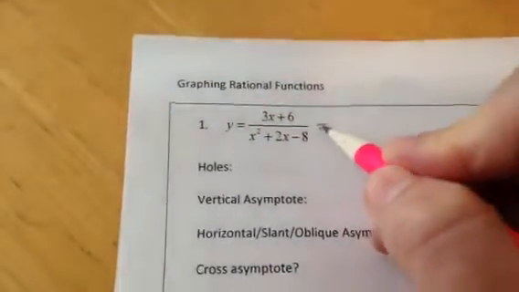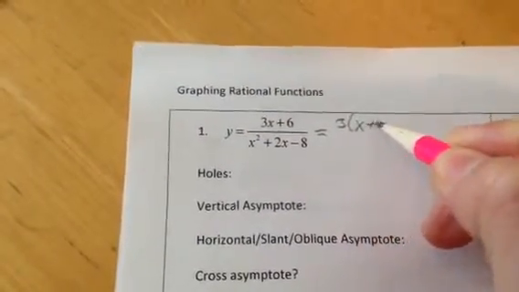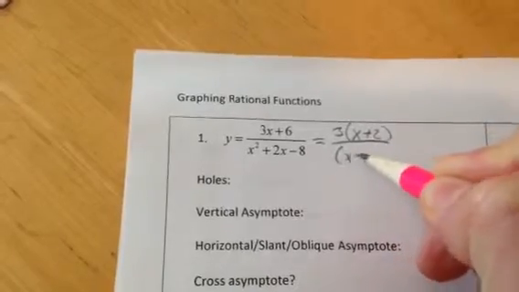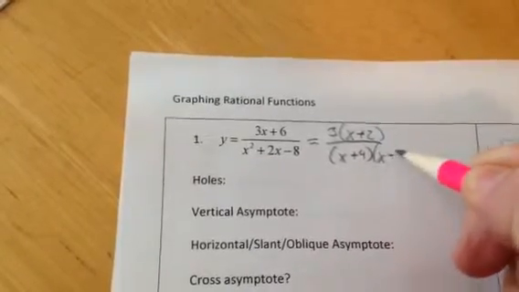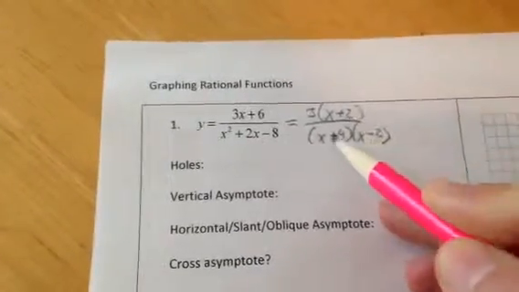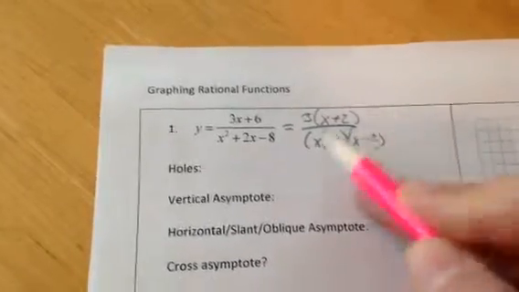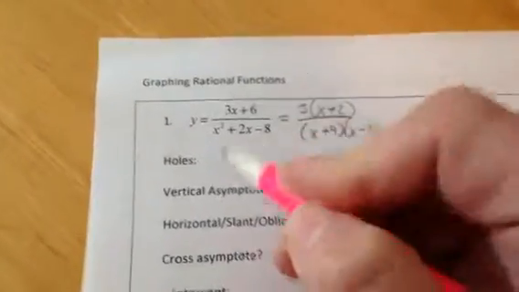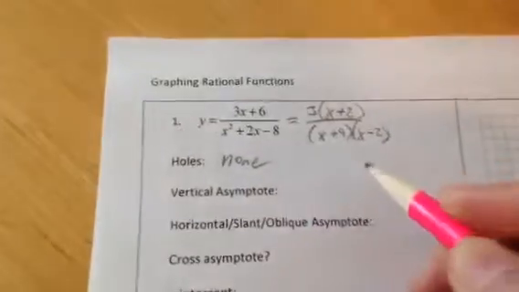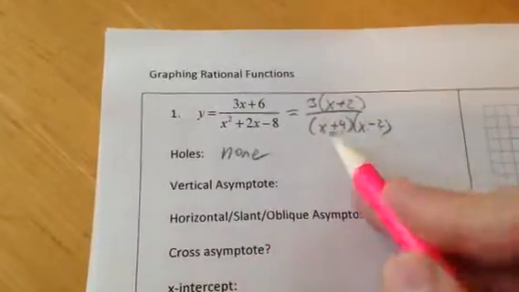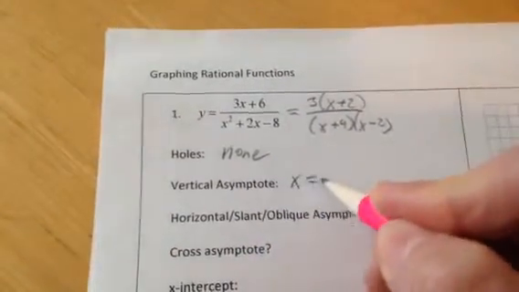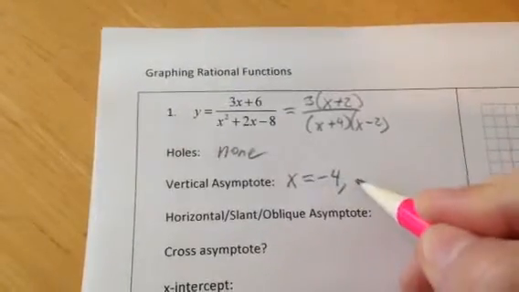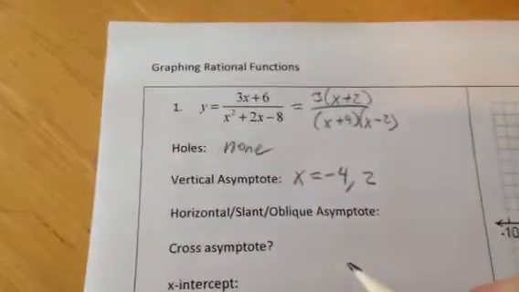First thing we always have to do is factor this guy, so it's going to be 3 times x plus 2 over x plus 4 times x minus 2. Look to see if any of the factors cancel. If they do, that's a hole, but nothing's canceling, so there are no holes. So then everything that makes the bottom 0 is going to be a vertical asymptote. So we have vertical asymptotes at -4 and +2.